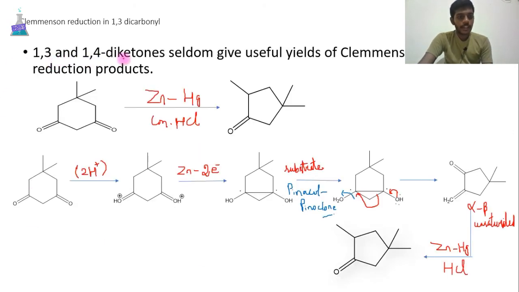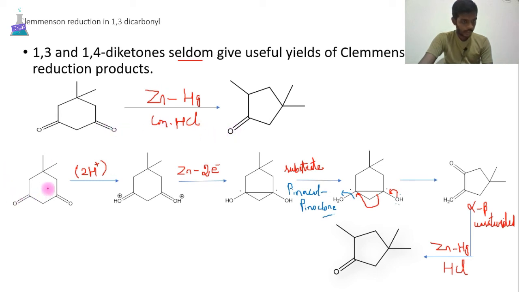1,3 and 1,4-diketones seldom give useful yields of Clemmensen reduction products. This is a 1,3-diketone in presence of zinc amalgam and concentrated HCl. The ring contraction takes place. Also, only one of the ketones is reduced and another remains as it is.